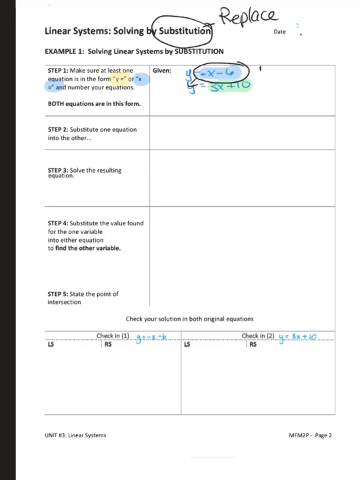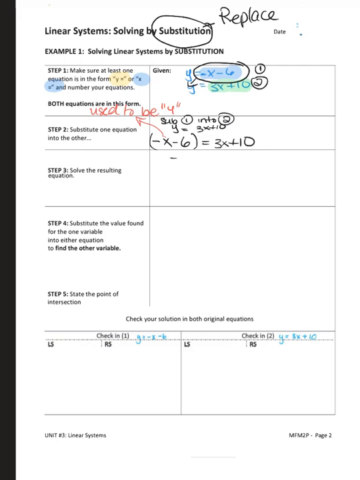So I'm going to label this equation 1, equation 2, and I'm going to substitute 1 into 2. Okay, so I'm going to have negative x subtract 6 because it was y equals. So instead of the y, I've just put in negative x subtract 6 equals 3x plus 10. Okay, so again, this used to be y. Okay? So now I'm going to solve.